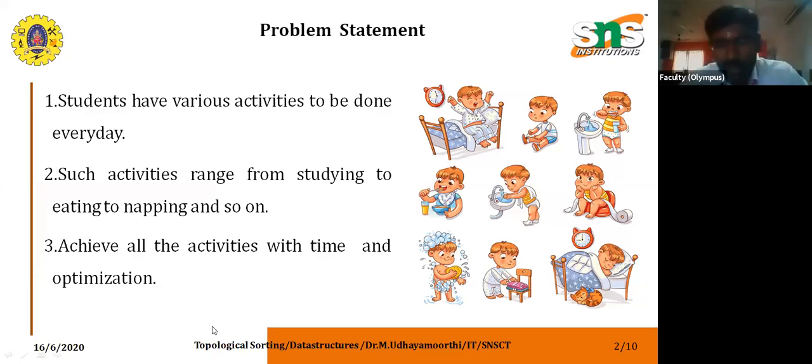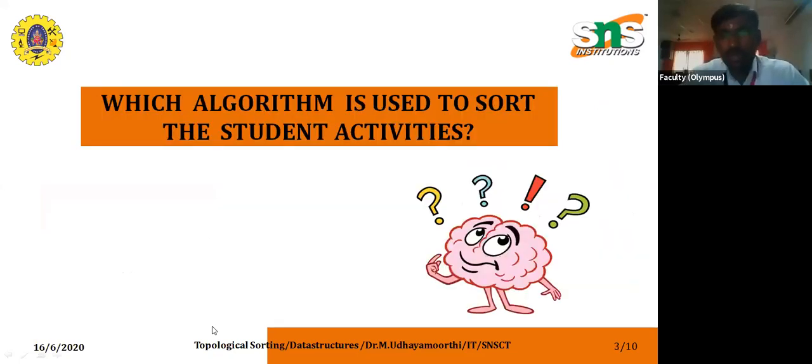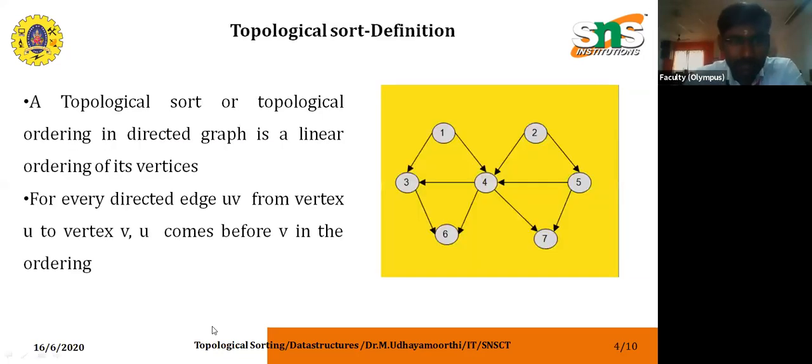So which algorithm is used to sort the student activities? Which algorithm is used to sort the activities? For this, we are going for a concept called topological sorting. So see the definition.